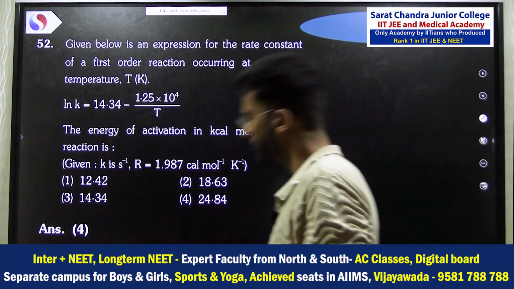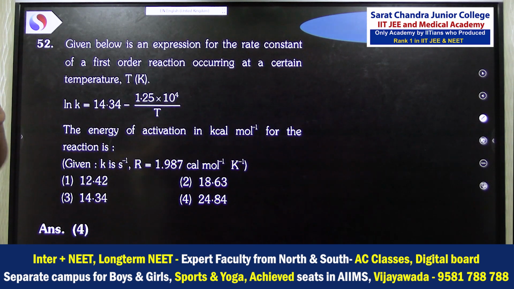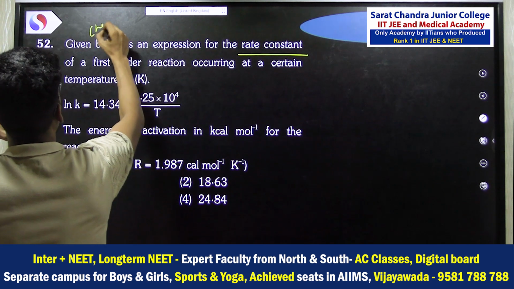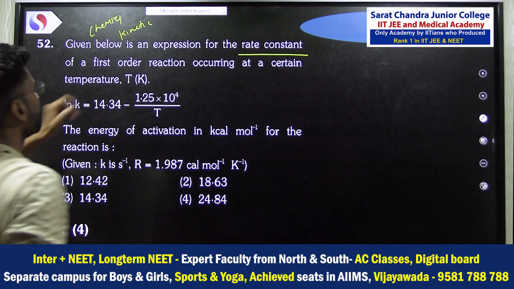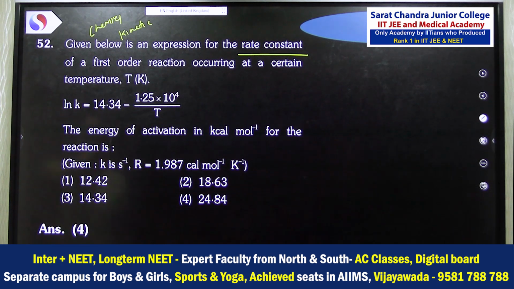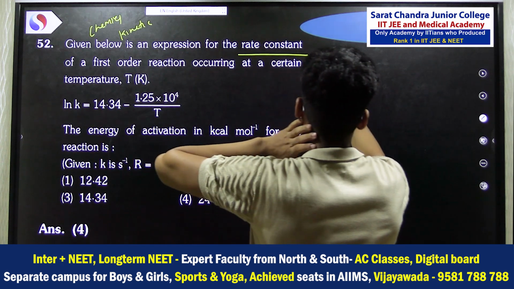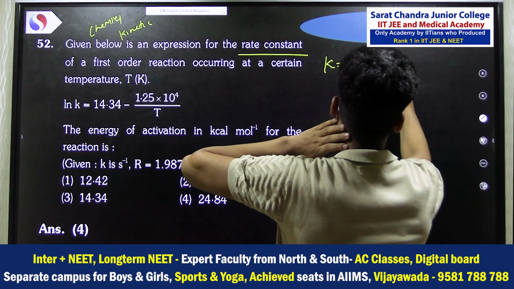Okay, again this is a simple formula based question. Given below is the expression for the rate constant. Again, this is a chemical kinetics question, a first order reaction assuming a certain temperature. This is the direct Arrhenius equation. So what is the Arrhenius equation? K is equal to A exponent of minus EA by RT.